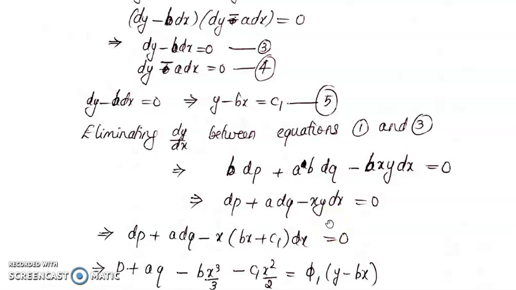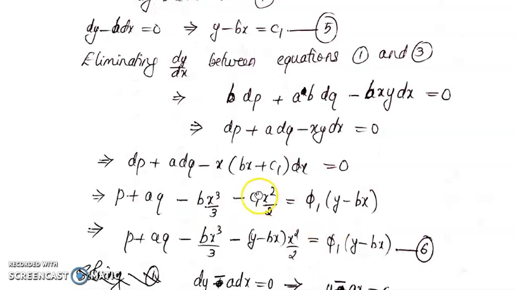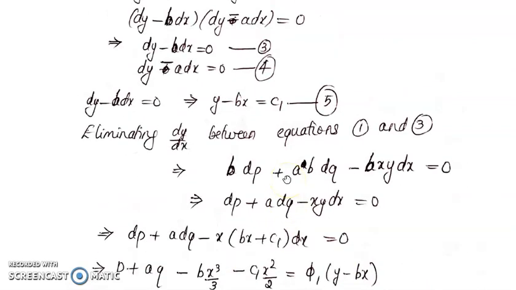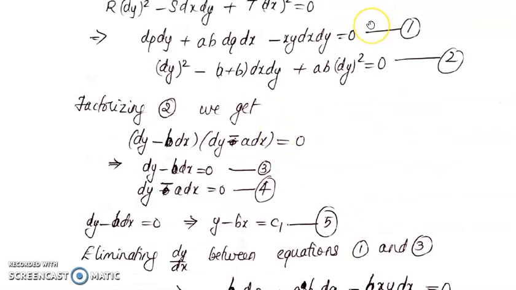So on solving the first pair of equations, we will get this equation. Now replace c1; inside it, c1 will be replaced again by y minus bx. So that gives our equation 6. Now, similarly, we can solve the fourth equation and the first equation together.